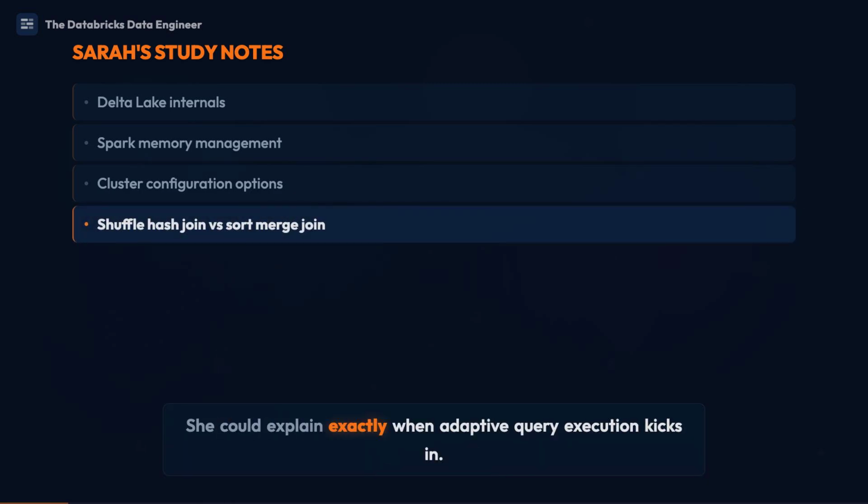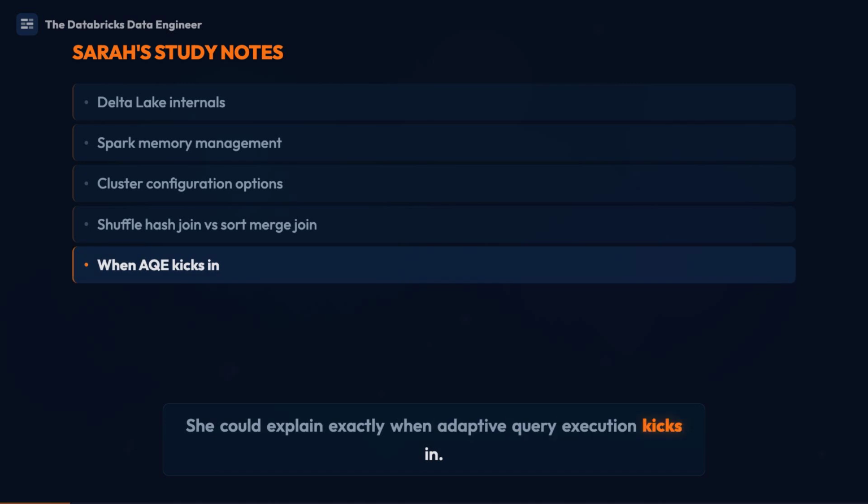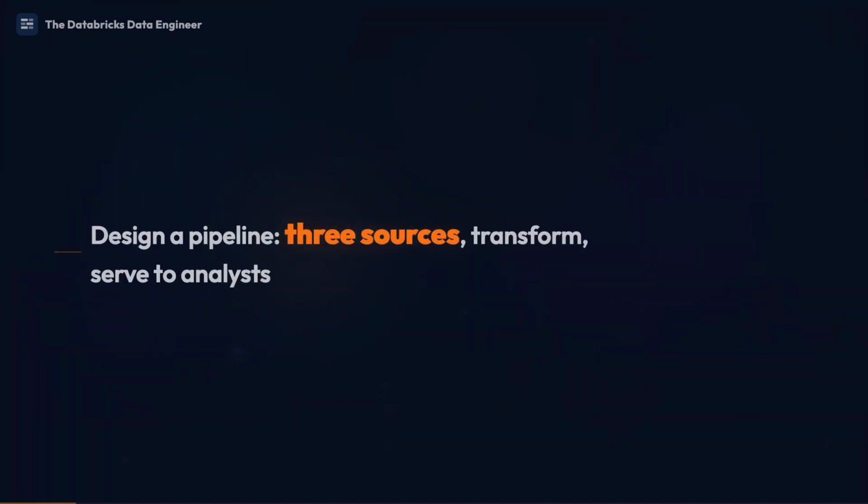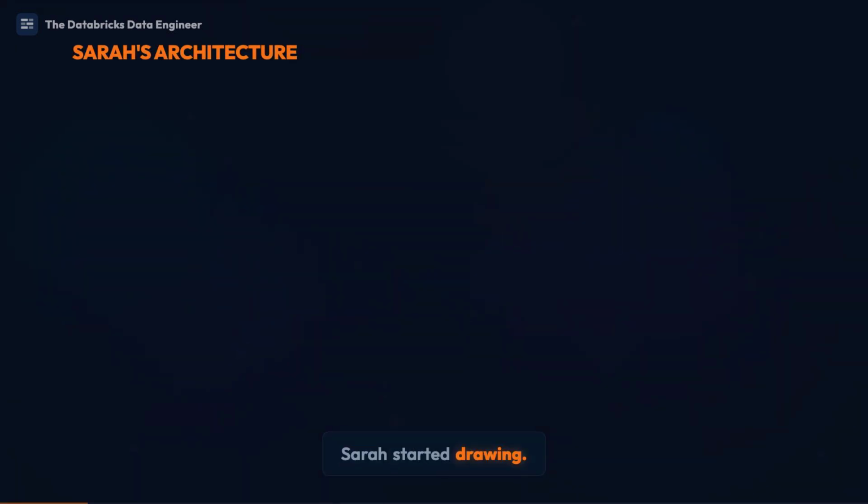She could explain exactly when adaptive query execution kicks in. She walked into that interview feeling ready, genuinely confident. The first question was a system design prompt. Design a pipeline to ingest clickstream data from 3 sources, transform it, and serve it to a team of analysts running ad hoc queries. Sarah started drawing.